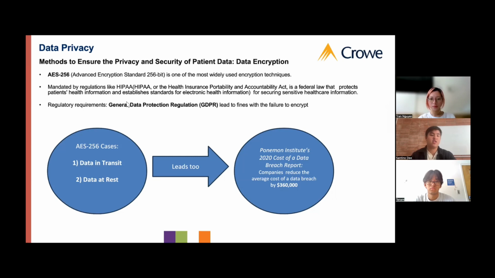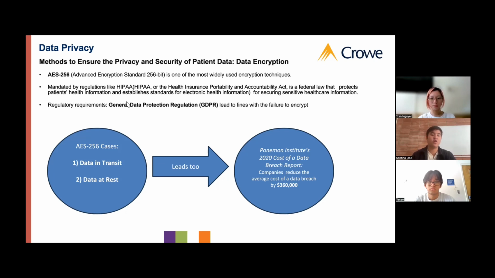We suggested this because AES-256 refers to an encryption key that is widely used in high-level security. It's used by governments, financial institutions, and healthcare providers as well. It's actually part of the U.S. Global Encryption Standard, and it's mandated by regulations like HIPAA for securing sensitive healthcare information. So this is possible with the use cases.